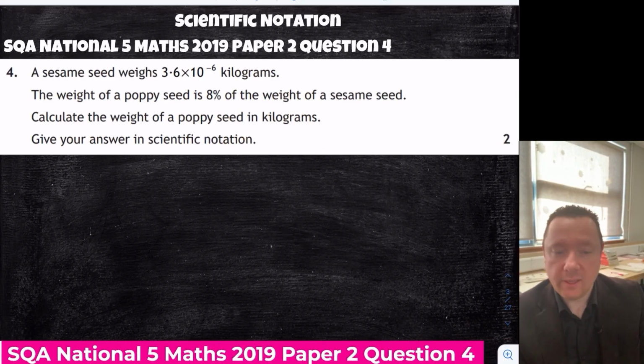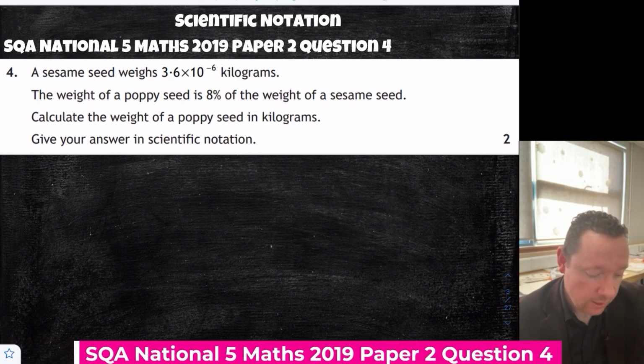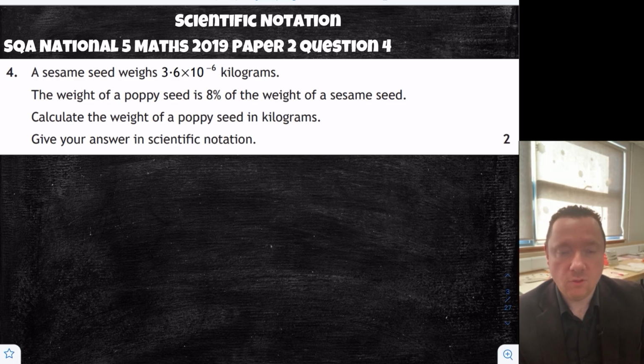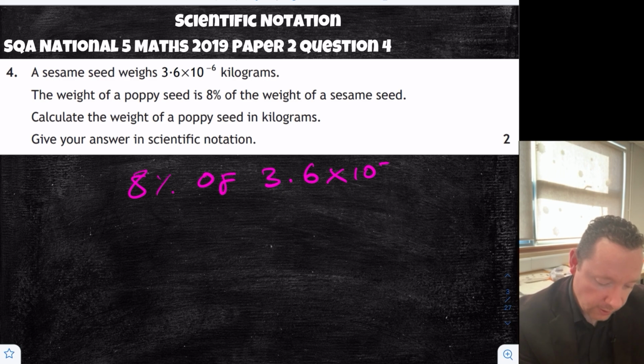SQA National 5 Maths 2019 Paper 2 Question 4, Scientific Notation or Standard Form. A sesame seed weighs 3.6 times 10 to the minus 6. The weight of a poppy seed is 8% the weight of a sesame seed. Calculate the weight of a poppy seed in kilograms. Give your answer in scientific notation. So in other words, I need to work out 8% of 3.6 times 10 to the minus 6.